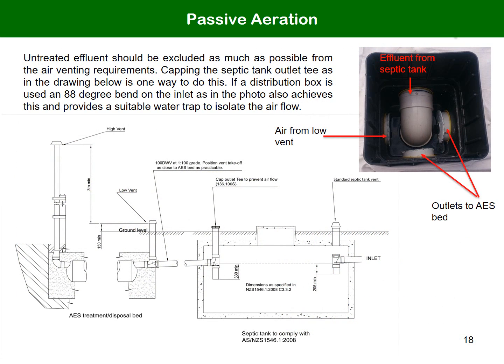Pipework used to transport effluent to the bed should be excluded as much as possible from the air venting requirements. Capping the septic tank outlet T, as in the drawing below, is one way to do this. If a distribution box is used, an 88-degree bend on the inlet, as in the photo, also achieves this and provides a suitable water trap to isolate the airflow.